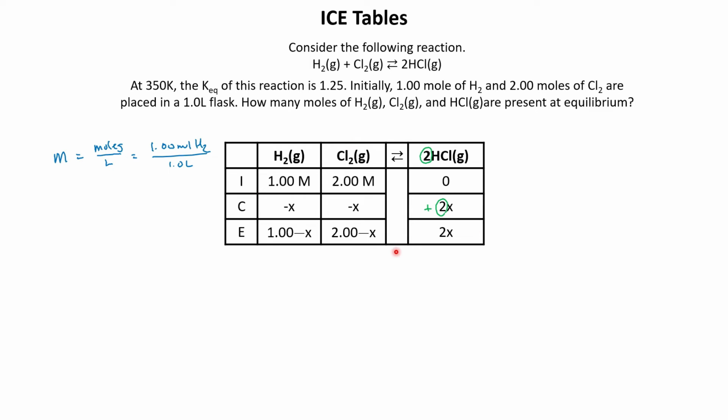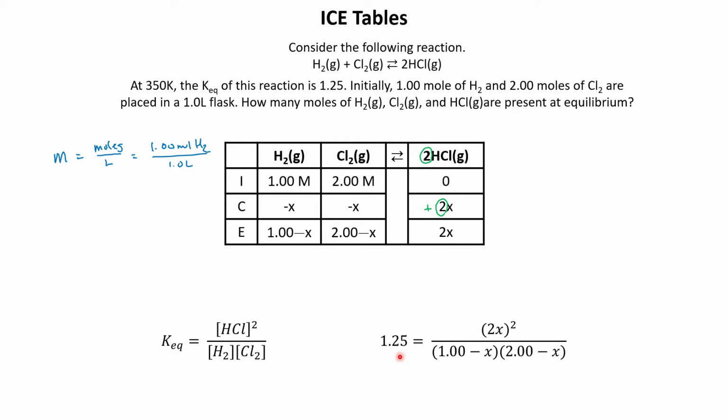Now that our ICE table is filled in, we need to get our expression for Keq. Again, products over reactants. Here is our Keq. Remember to square your hydrochloric acid because it has a 2 in front of it. And now I'm going to plug in for all of my concentrations based on my ICE table right here. Okay, so I have a value for Keq, that is 1.25.